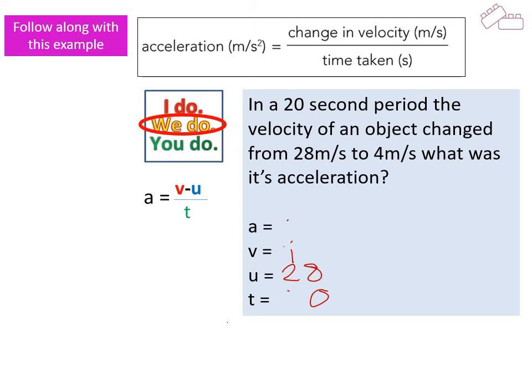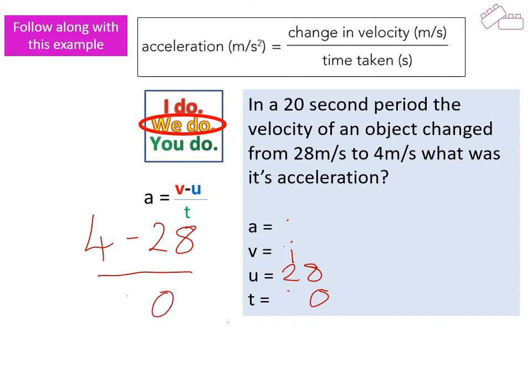Right, there's my equation. So I need to do V minus U. So 4 minus 28. And then I'm going to be dividing that. Oh, sorry, I meant to write 4 there. Do you know what? I'm going to rub it out. There we go. Do it again. 4 minus 28 divided by 20.